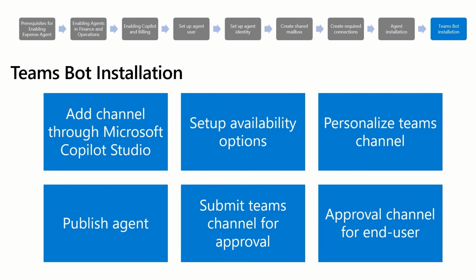Teams installation. The final step in the expense agent installation is Teams installation. To install Teams, create a channel on the agent through Microsoft Copilot Studio. Set up availability options, personalize the Teams channel to different team bots across environments, publish the agent, and submit the channel for approval. The channel will need to be approved by the Teams administrator, and once approved, users in the organization can add the expense agent Teams bot in Teams by adding an app.